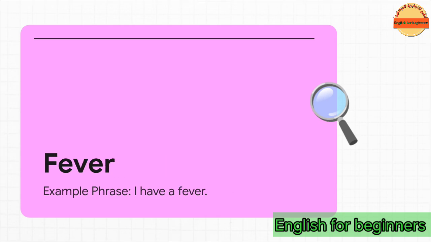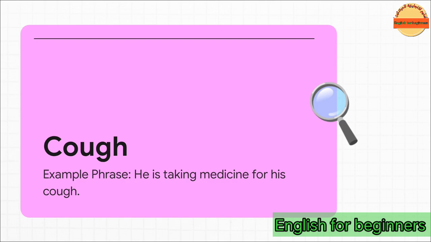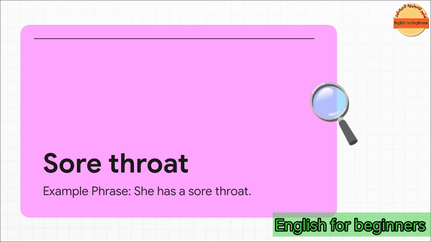Next one, fever. And guess what? The phrase is just as easy. I have a fever. See? You're already building your vocabulary. And here we have cough. Now, as the patient, you just tell the doctor directly, I have a cough. Plain and simple.